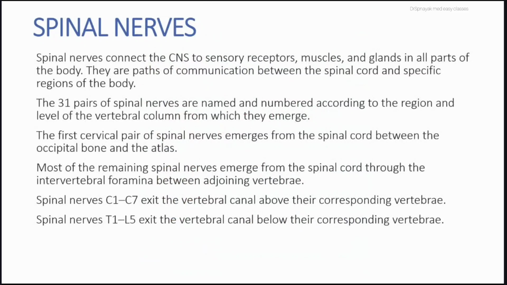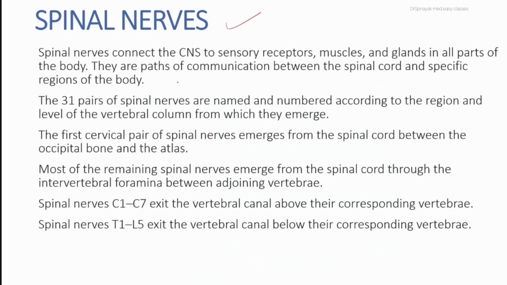Now, this was the anatomy and external and internal view of the spinal cord. To receive an input or to give an output, we also need the spinal nerves. So let's learn in detail about what exactly spinal nerves are. The spinal nerves connect the CNS, or central nervous system, to sensory receptors, muscles, and glands in all parts of the body. They are paths of communication between the spinal cord and specific regions of the body.